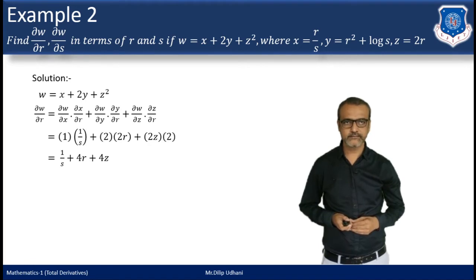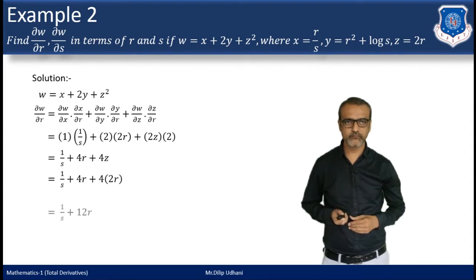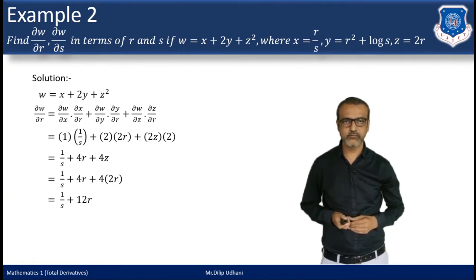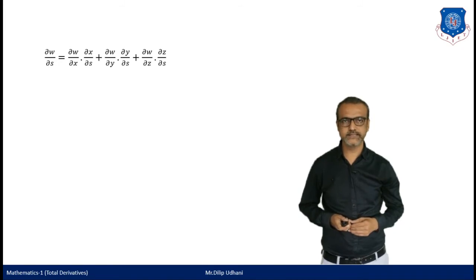1 into 1 upon s, that is 1 upon s. 2 into 2r, that is 4r. Then 2z into 2, that is 4z. Now 1 upon s will be as it is, 4r will be as it is, and replacing z by 2r, 4 into 2r, the result is 8r, and 8r plus 4r, the result is 12r, and 1 upon s will be as it is. So we have del w by del r equals 1 upon s plus 12r.